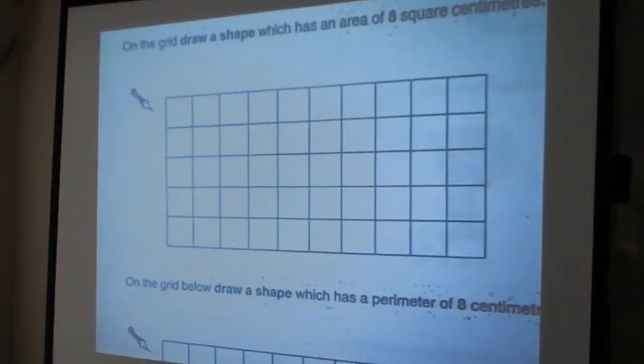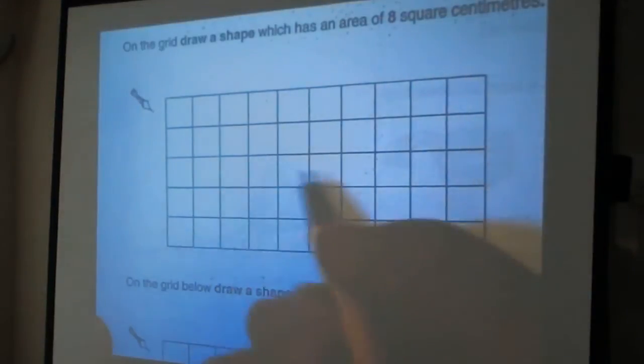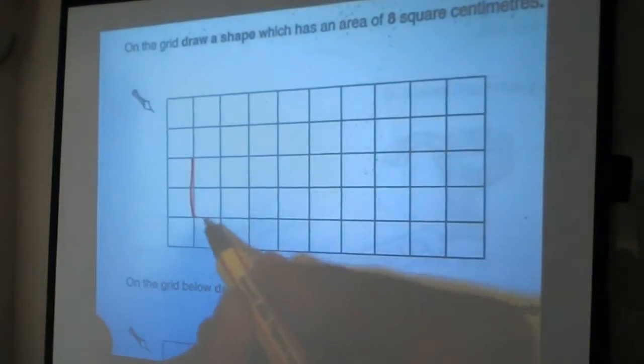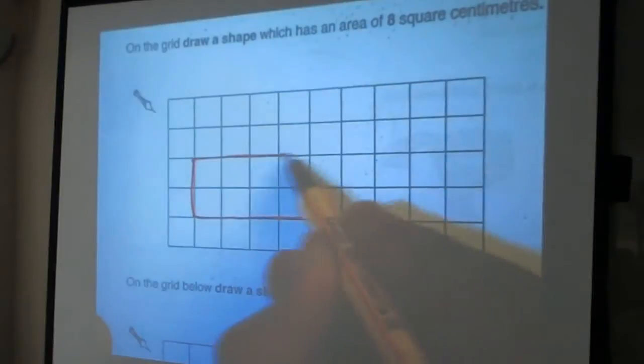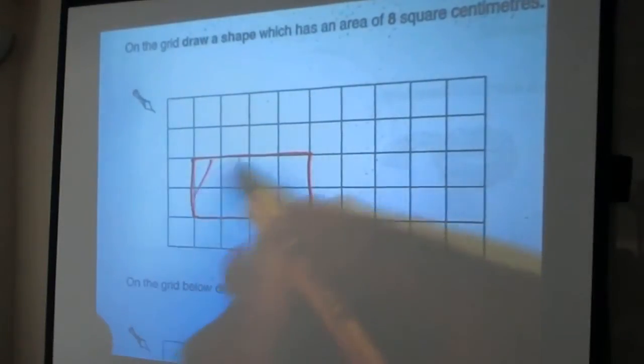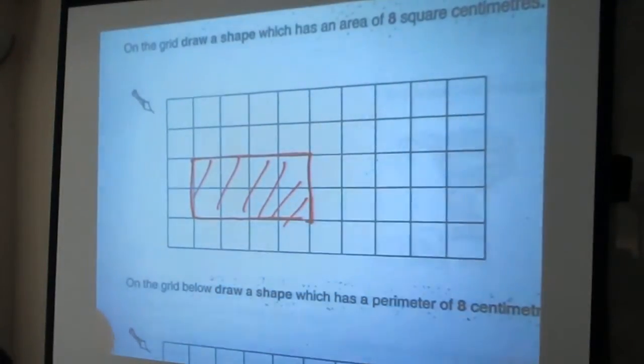Okay, here's a centimeter square grid. On the grid, draw a shape which has an area of 8 square centimeters. So any shape that has an area of 8 square centimeters. So, what did anybody draw? Rectangle. You draw a rectangle which is 4 by 2, for example. The rectangle can be 8 by 1.